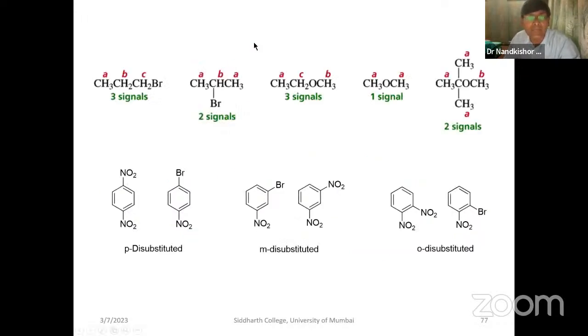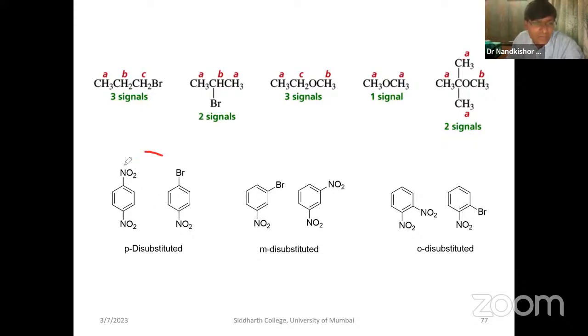Look at this example here: 1, 2, 3. So 3 signals you will get. This CH3 and this CH3 will be the same because they are joined to the CH, which has a Br. So you will get 2 signals here, and here you will get 3 signals. Obviously, this 3 will be there, and this will be 1 signal. And here this is methyl tertiary butyl ether. This tertiary butyl, that means CH3, CH3, and this CH3, so the 9 protons will have the same environment. So 9 protons will have 1 peak and there is 1 peak for the CH3. So 2 signals you will get.